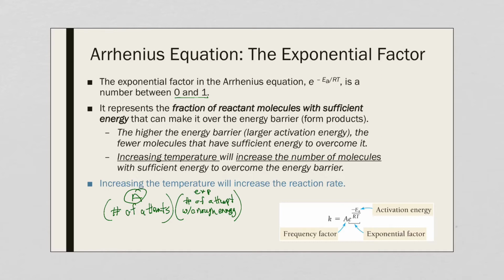So how does temperature play into here? Well, let's just think about it. What happens to this fraction, this EA over RT, if we change the temperature? Now, think about activation energy as a constant. The activation energy for a reaction is constant. It doesn't change. So we have a certain activation barrier that we have to meet. So how does changing temperature work here?